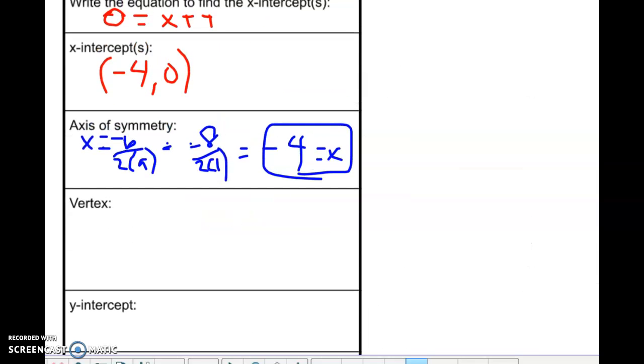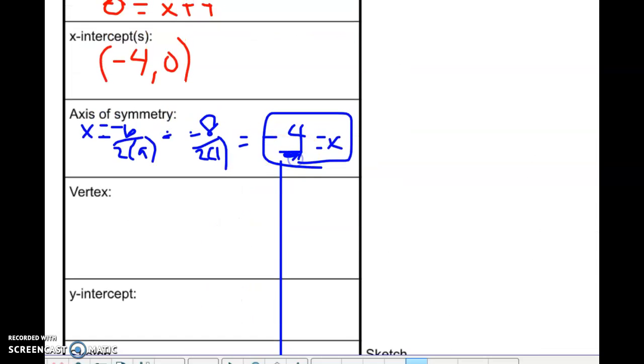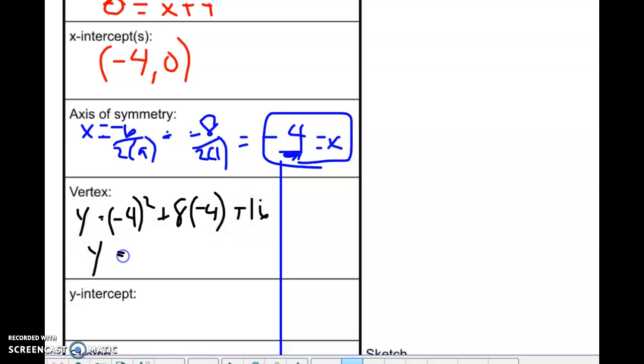Then when I find my vertex, I'm going to plug this into the equation. So I have y is equal to -4 squared, plus 8 times -4, plus 16. So my y for my vertex would be 0. My actual vertex is going to be -4, 0. It happens to also be the x-intercept.